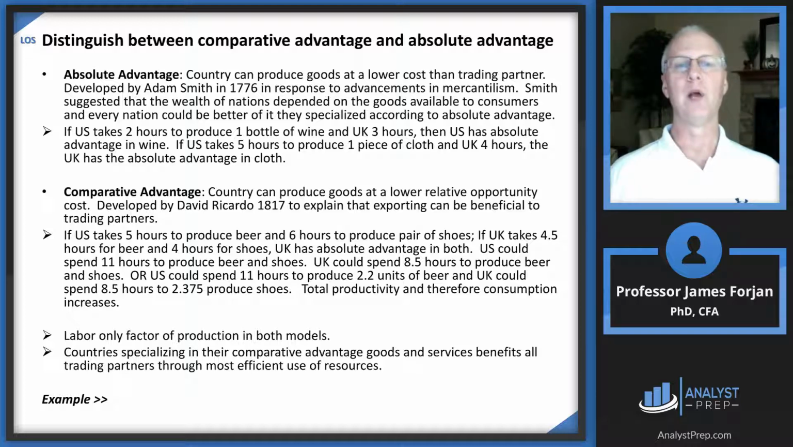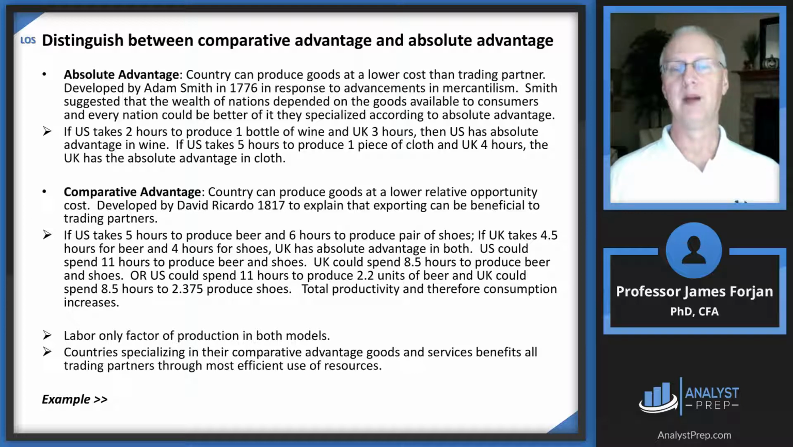If a U.S. worker takes 2 hours to produce 1 bottle of wine, and a UK worker takes 3 hours to produce that same bottle of wine, then the US has an absolute advantage in wine manufacturing. On the other hand, if the US takes 5 hours to produce 1 piece of cloth, and the UK worker takes 4 hours, then the UK has the absolute advantage in cloth.